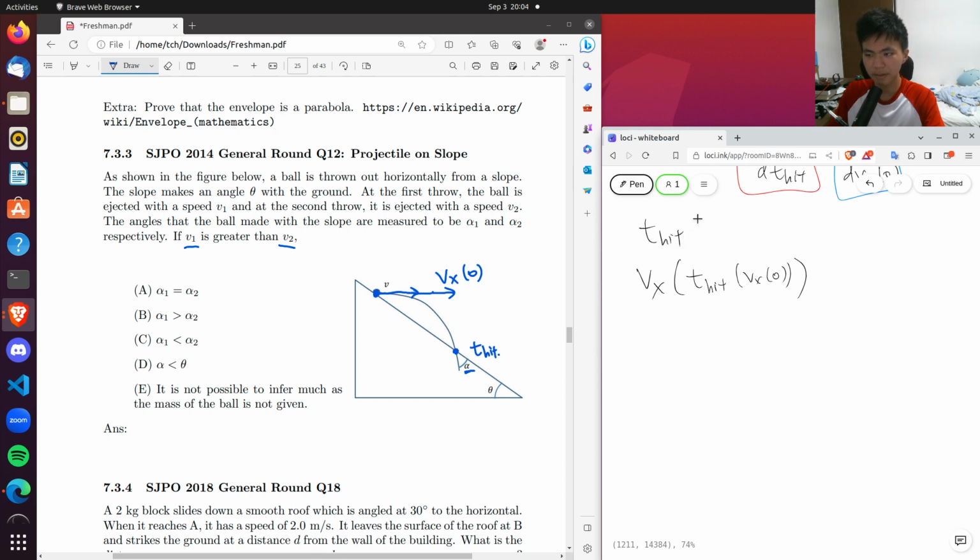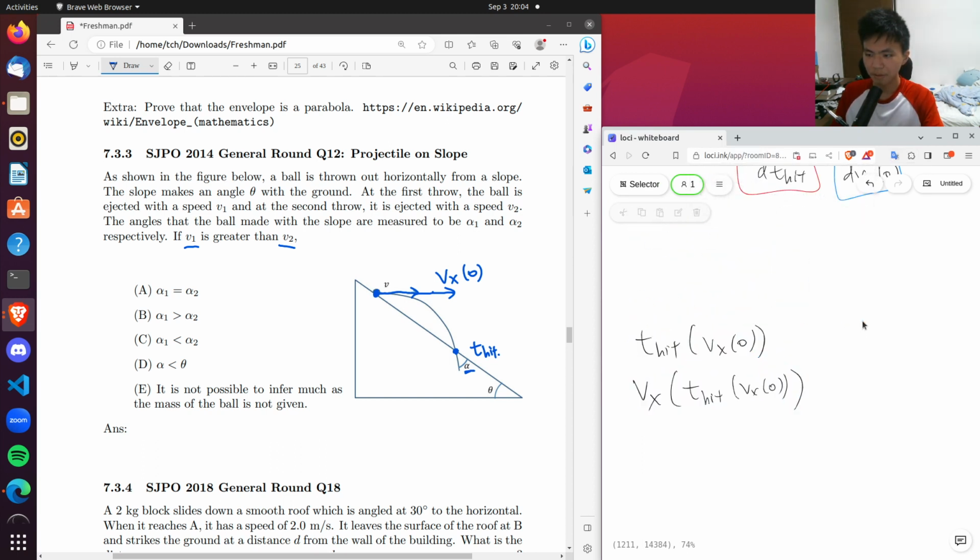How does t hit, the time of flight, the duration of flight, vary with respect to the initial velocity? It turns out that the time of flight varies with respect to the initial velocity in a simple way. One can see that because the vertical acceleration over here is g. If we had thrown the ball with a higher velocity, then all that happens is that the ball will go like this, and it will perhaps go here.